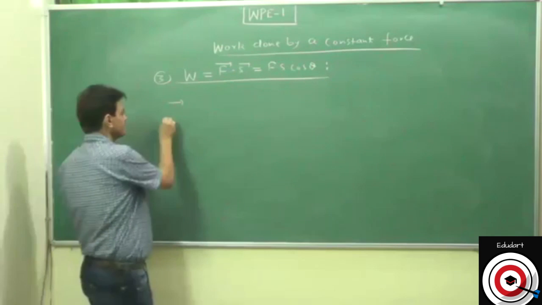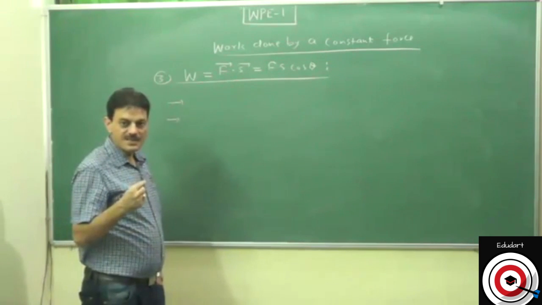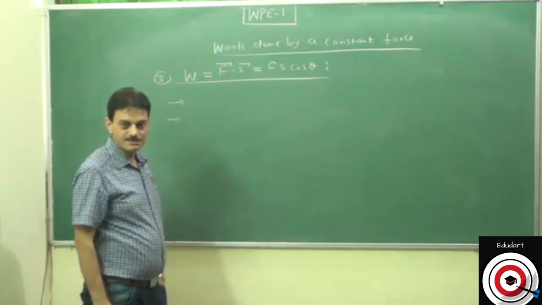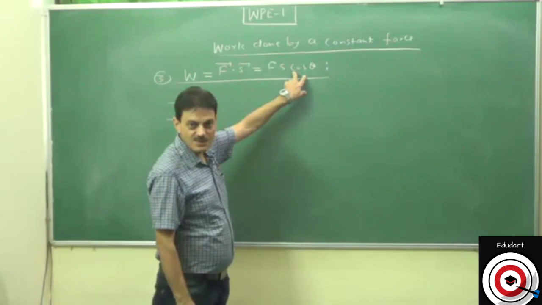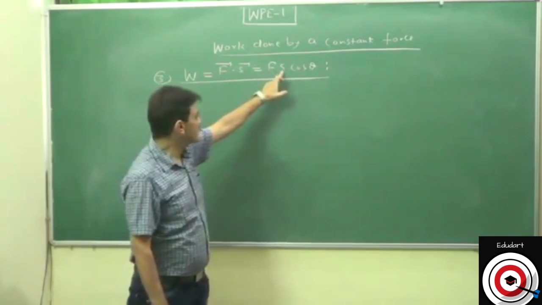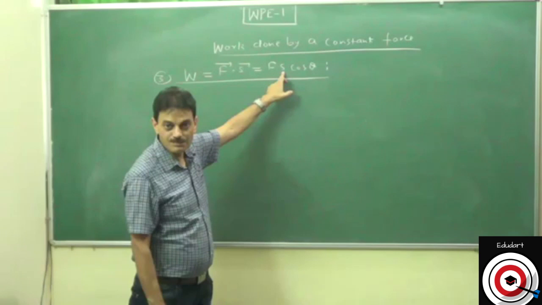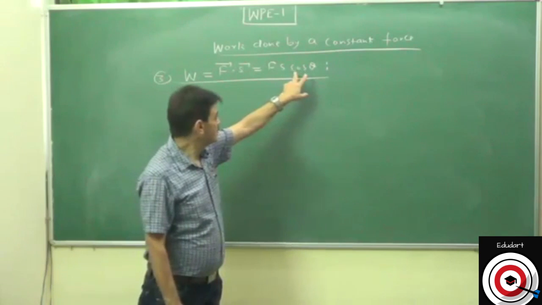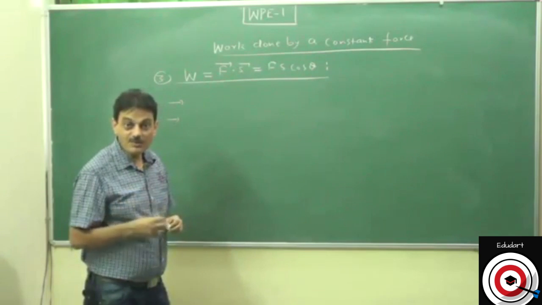Second point. If theta is acute, then cos theta is positive. So work done will be positive, because F and S are magnitudes of vectors, which are always positive. So basically the sign of work done will depend on the sign of cos theta.